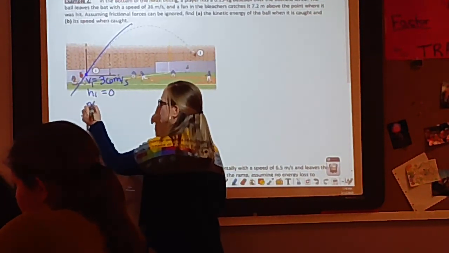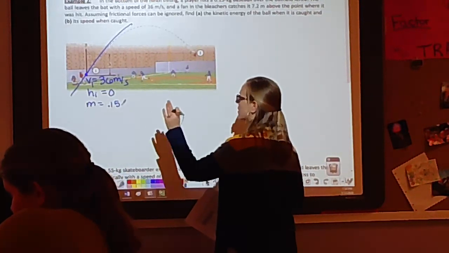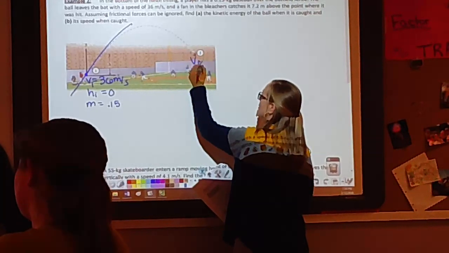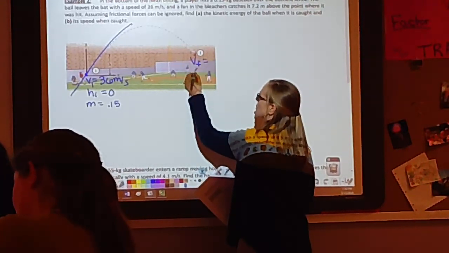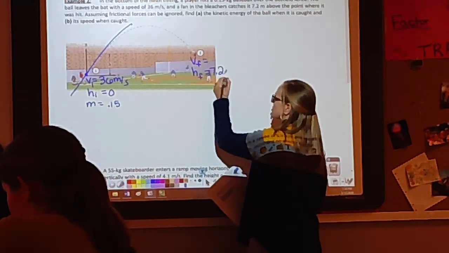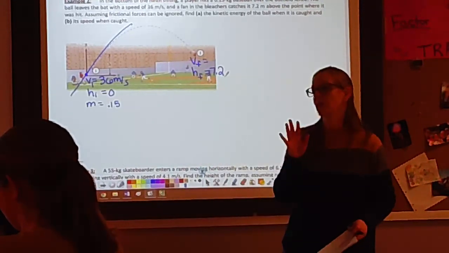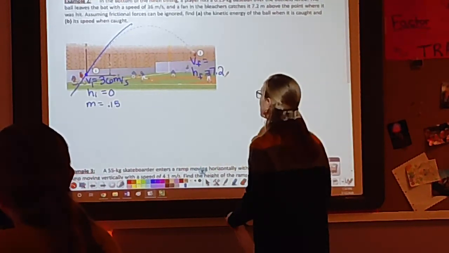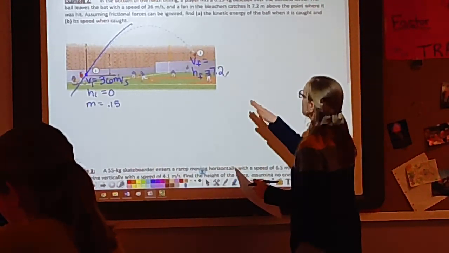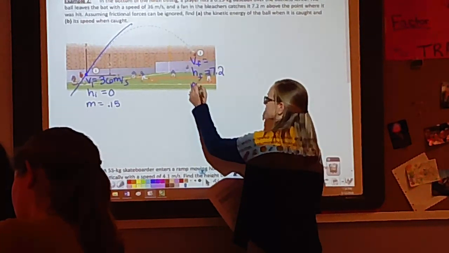What's m? 0.15. Good. Okay, so there's 1/2 mv squared on that side. Let's do 1/2 mv squared on this side. So do I know my final velocity? No. Do I know my final height? What is it? 7.2. Just double checking, above where he hit it or above the ground? Above where he hit it. Okay, good. That's an important phrase there, because if they said above the ground, we have to know how far above he hit it. So that's above where he hit it, the ball, and I do know my mass is what? Good.